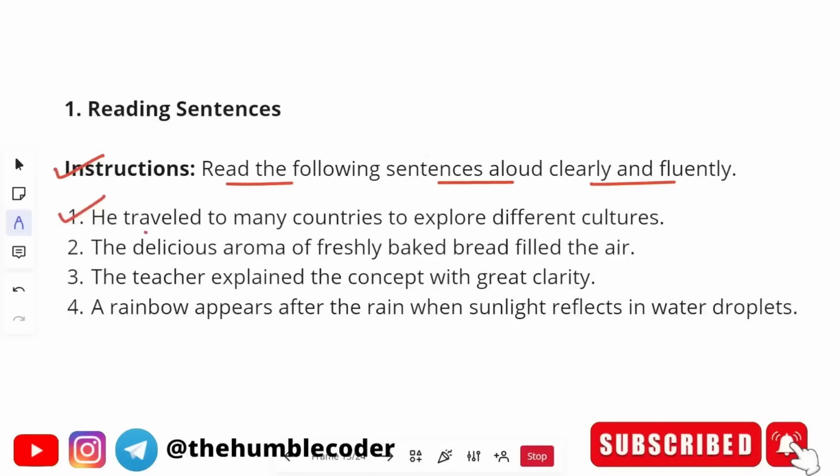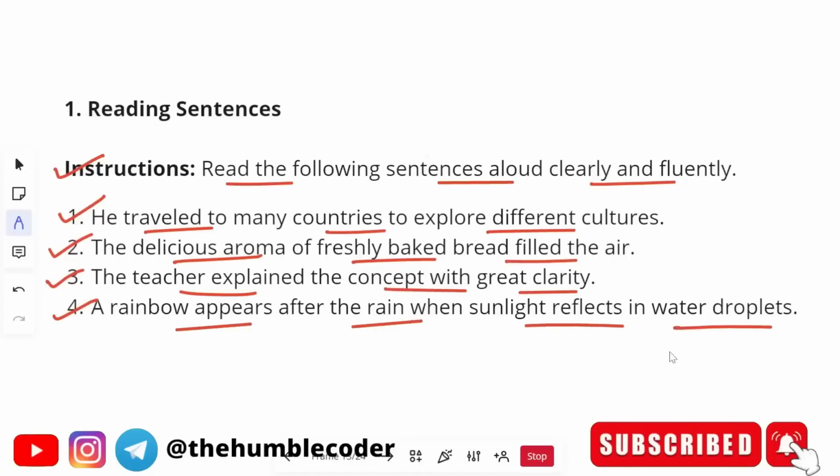Sentence number 1 is, he traveled to many countries to explore different cultures. Sentence 2 is, the delicious aroma of freshly baked bread filled the air. Sentence 3, the teacher explained the concept with great clarity. Sentence 4, a rainbow appears after the rain when sunlight reflects in water droplets. Okay, so in this way you will get the questions in which you need to read out the sentences that is written on the screen.